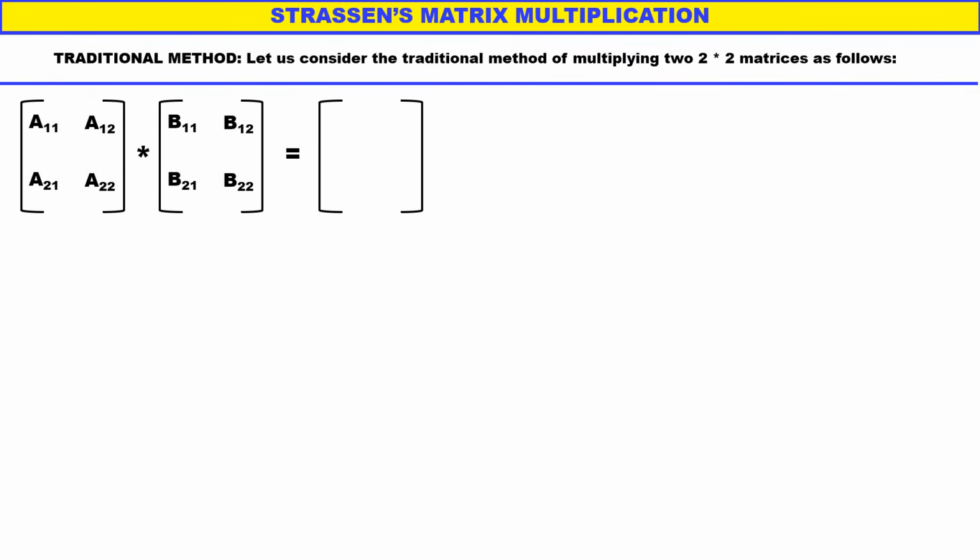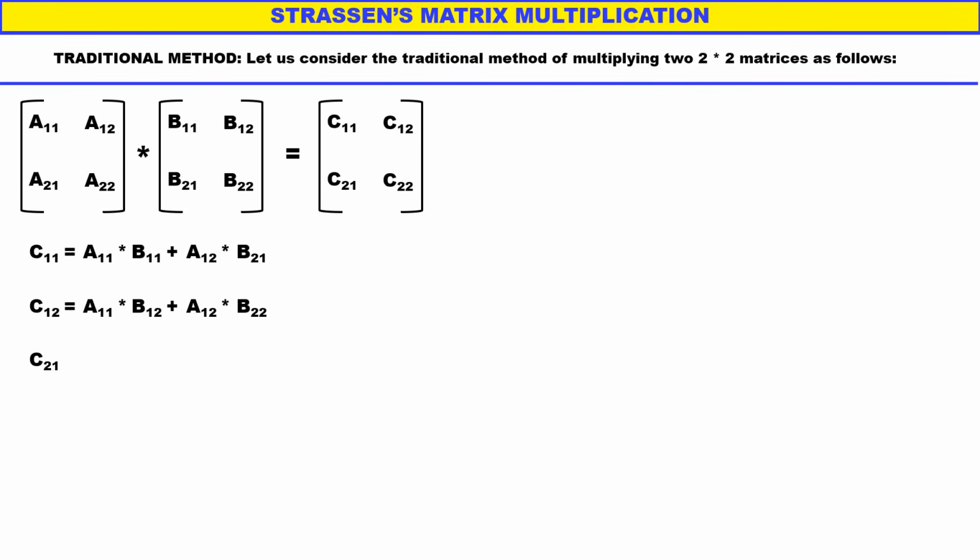So this is the result, C11, C12, C21, C22. How are C11, C12, C21, C22 calculated? Let us understand using the traditional method. C11 means first row of the first matrix and first column of the second matrix. That is A11 into B11 plus A12 into B21. C12 is first row of the first matrix and second column of the second matrix. So that is A11 into B12 plus A12 into B22.